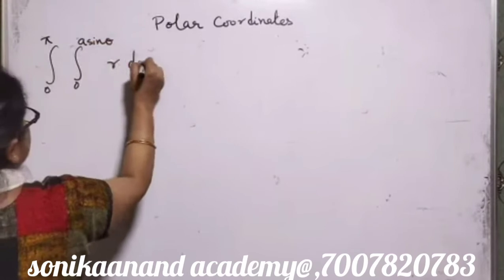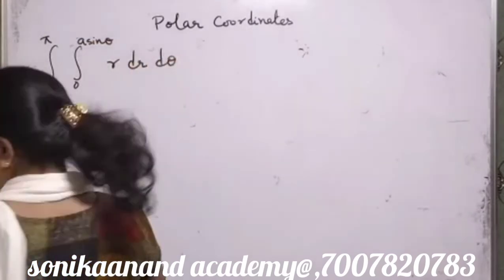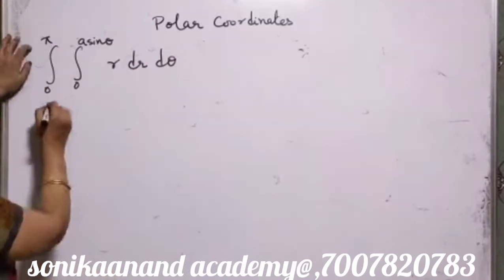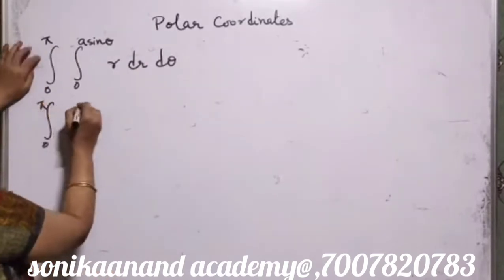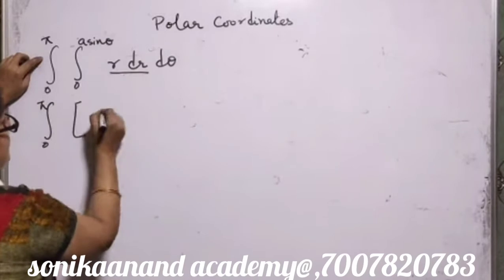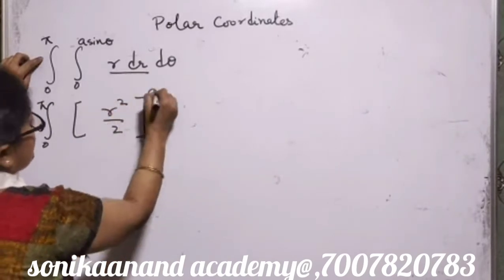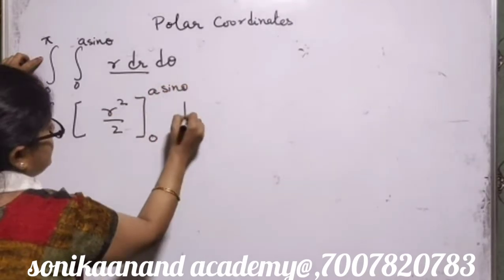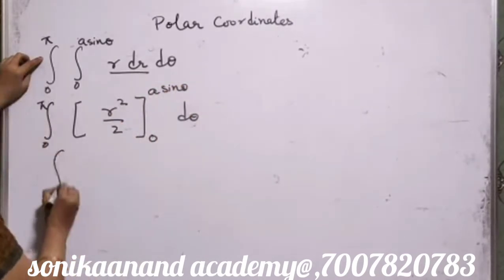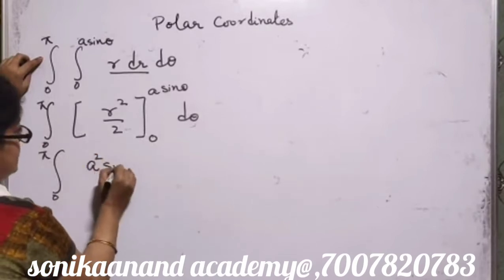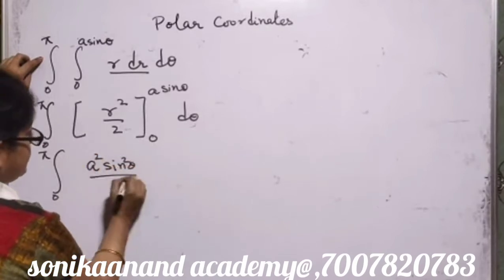Now the next question: 0 to a sine theta, r dr d theta. Okay. Firstly, we integrate this. We get 0 to pi, r dr. That is, integration is r square by 2, 0 to a sine theta, d theta. Okay. Then 0 to pi, a square sine square theta by 2.